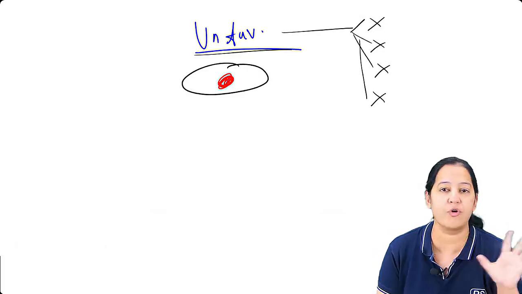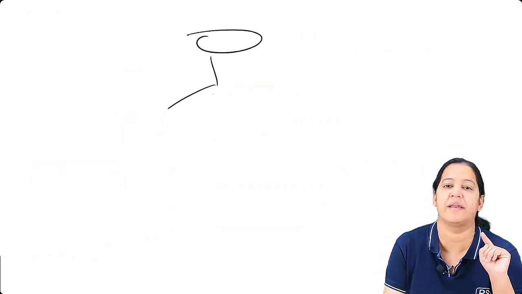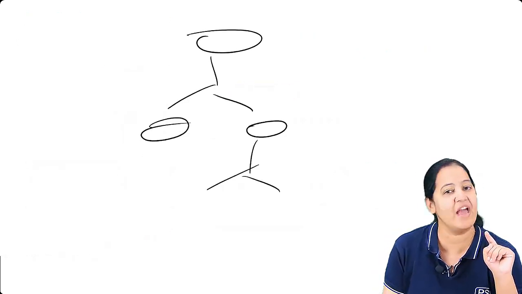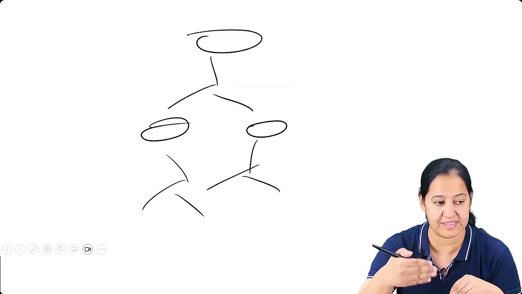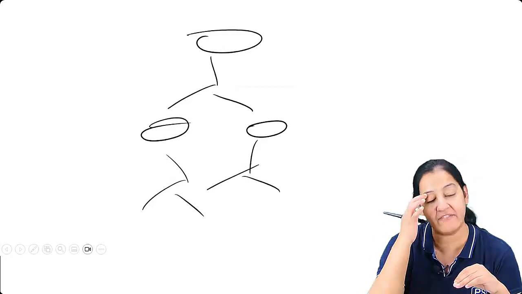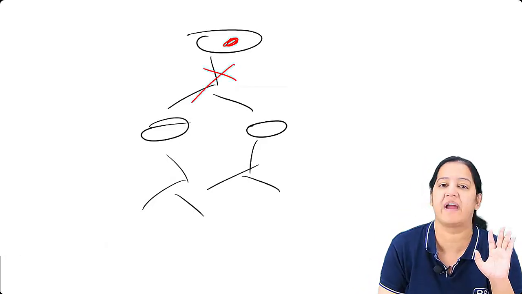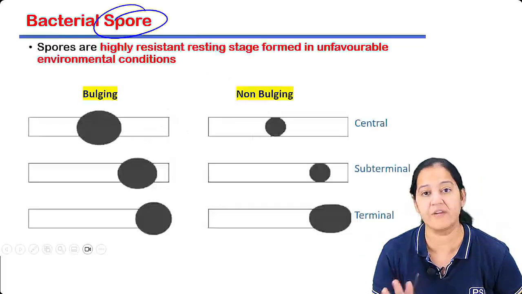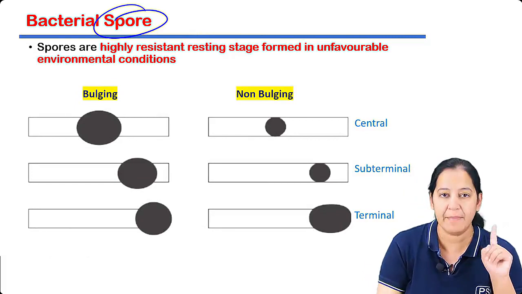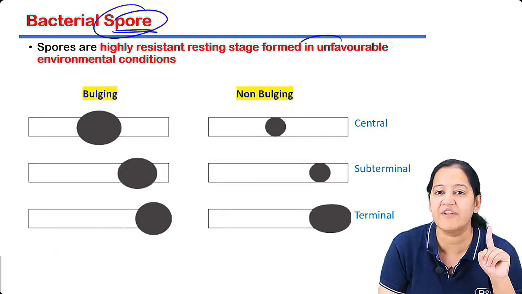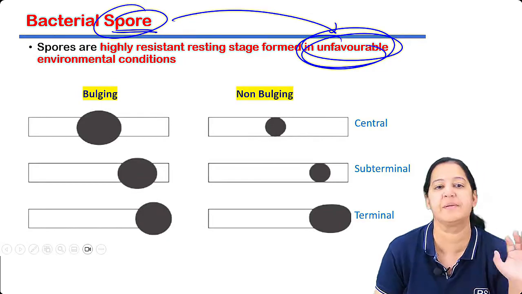Spore is a non-reproductive stage. Normally, every bacteria divides every 20 minutes, by binary fission: 1 to 2, 2 to 4, 4 to 8, 8 to 16, and likewise it continues. But whenever a bacteria forms a spore, it doesn't divide. It is a living bacteria, but due to the unfavorable condition, it is in a non-reproductive stage. That is the meaning of the spore. The spore is formed only when unfavorable condition is there.